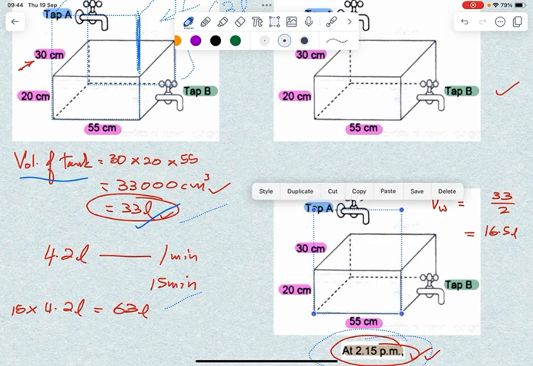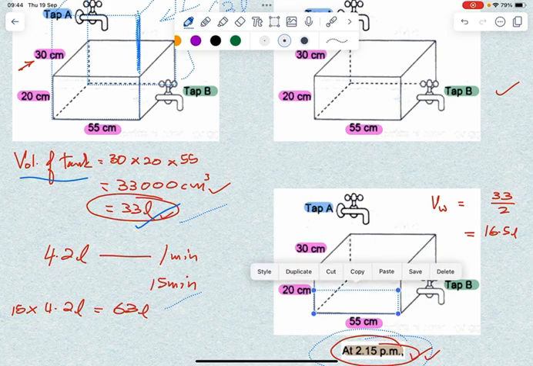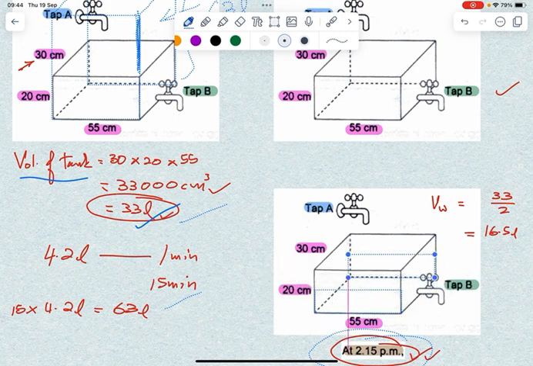It drops all the way down here, half of the tank, right? That's courtesy of when tap B was turned on. That means the water only goes up to here, half tank. That means the volume of the water now is only 16.5, not 63. It will only be 63 when tap B was not turned on.